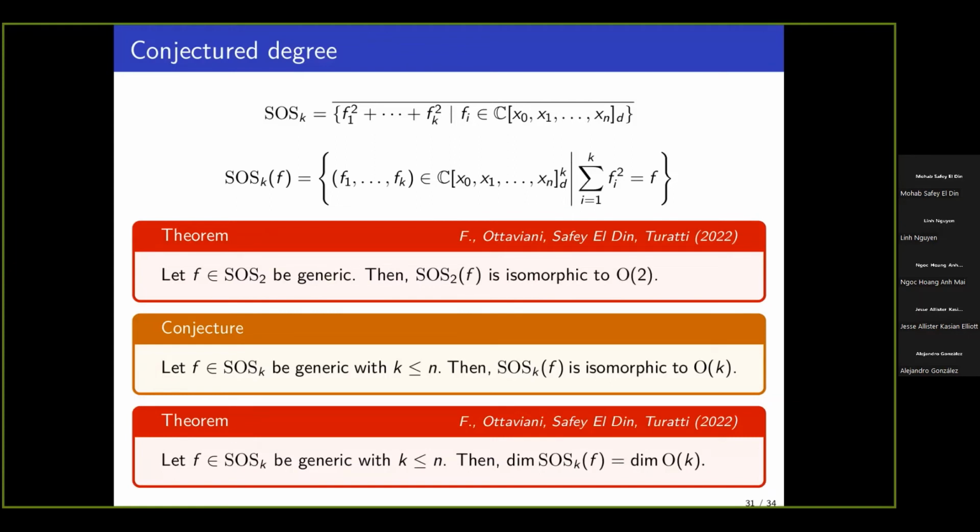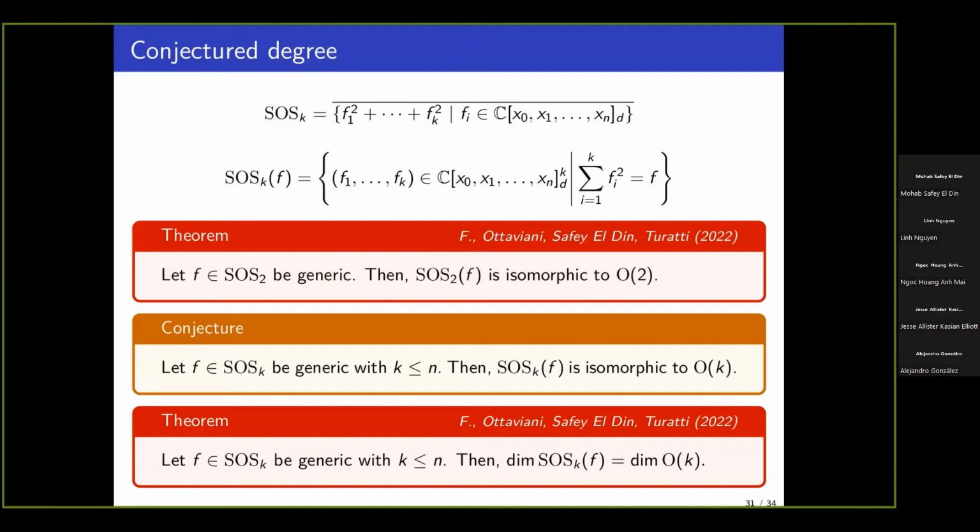So in fact, when we have k less than or equal to n, we can decompose the variety into the action by O(k). So we have finitely many different orbits. In the case of at most two squares, where we just have one square, it's trivial. There is only one orbit, and we think that in fact it's the same for any k.